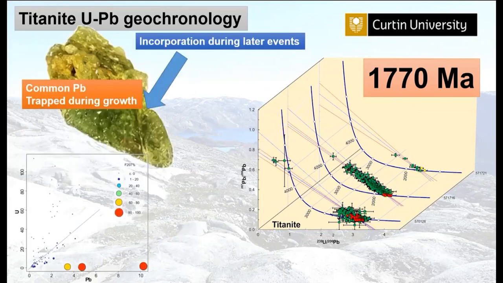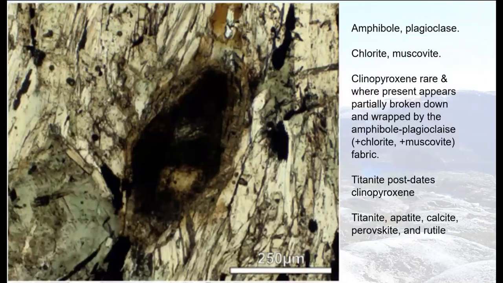So basically, that's what I'm summarizing here. Have we incorporated lead during later events? Is that why we're getting this 0.8, or is the common lead trapped during growth of the crystal itself? We can use chemistry to help understand this. We see some high lead concentration grains also have a high common lead cargo, but we also see the relationship we expect: higher uranium grains with more radiogenically produced lead. So there is that relationship, but there's something else going on in terms of the chemistry.